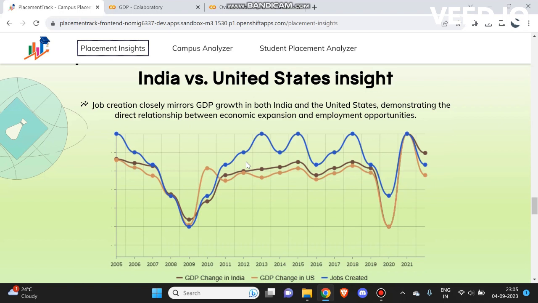We can see that there is a relation between these three things, that is GDP change in India, US, and jobs created. That is, if the change in GDP of the US increases, then it is going to make an impact on the GDP change in India, and the number of jobs created also increases, and vice versa.